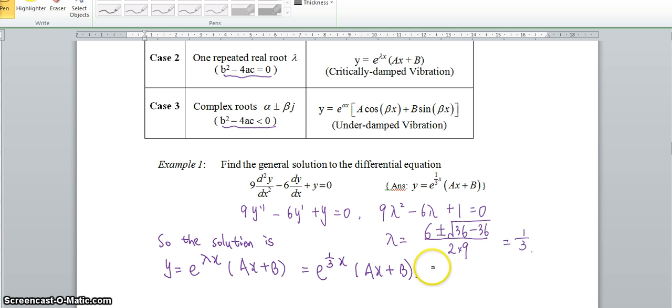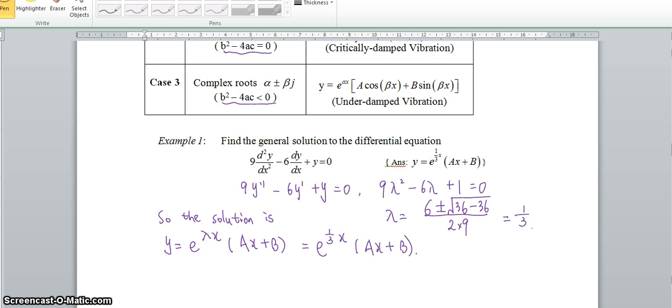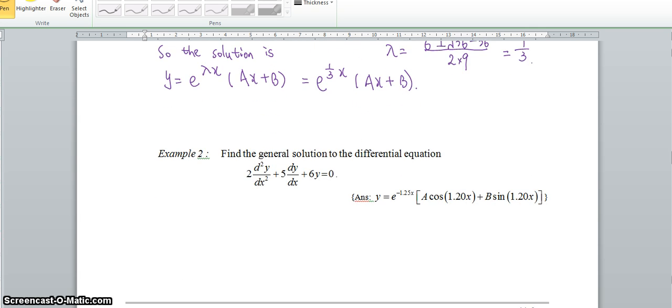Okay, that's for example 1. This method works for all homogeneous second order differential equations. First step, you write down the characteristic equation. Second step, you solve the values for lambda. Third step, you find out which case we're dealing with, and then you can just use the result given in the table. Let's move on to the next example.